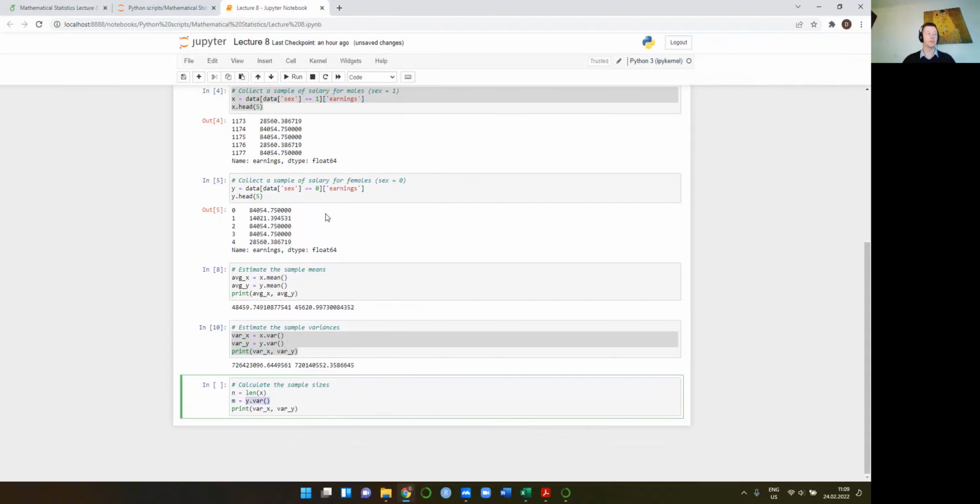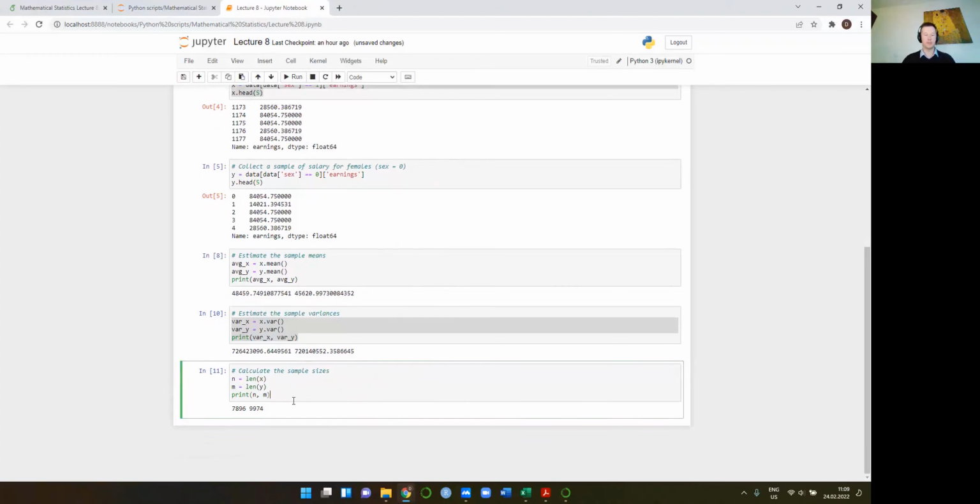How long is this column? And len of y. So also bring n and bring m. Okay, so we have 7,896 males and 9,974 females. Good. So what is the next step?